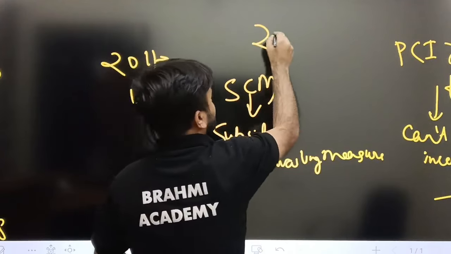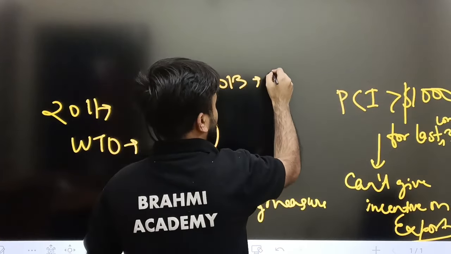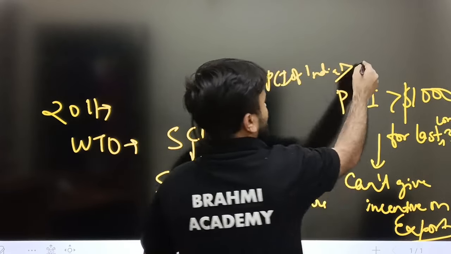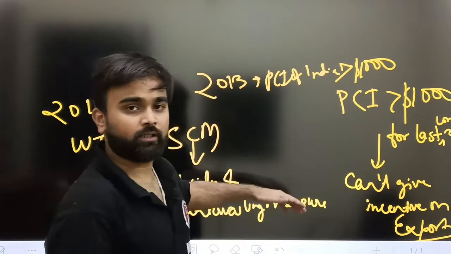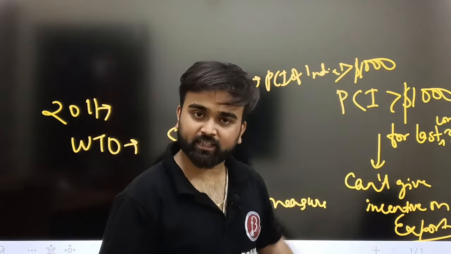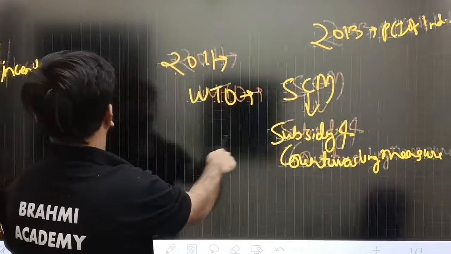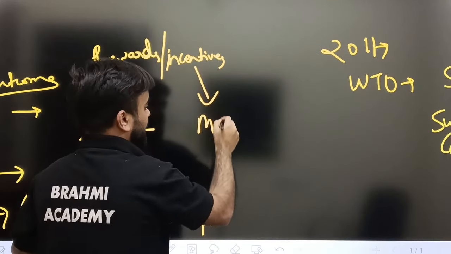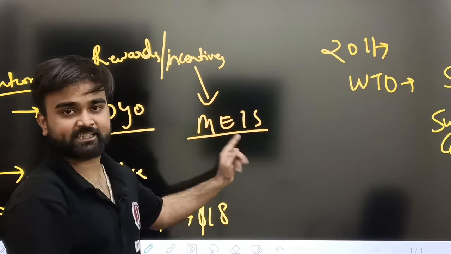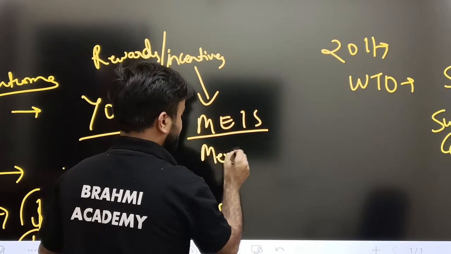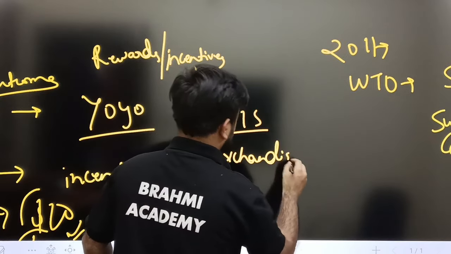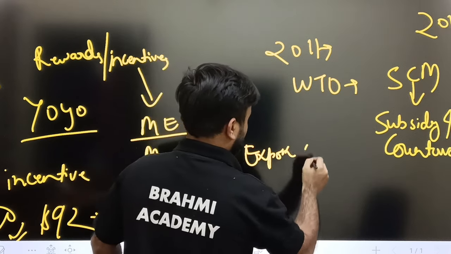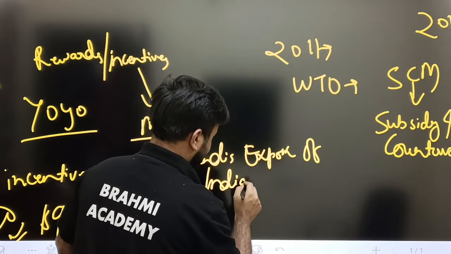India in 2013, our per capita income became more than $1,000. So now, after 3 years, we came into this condition. Now we were not allowed to give the incentives that we wanted to give our exporters, and incentives were given under the scheme MEIS. This was the scheme name. Full form is Merchandise Export from India Scheme.